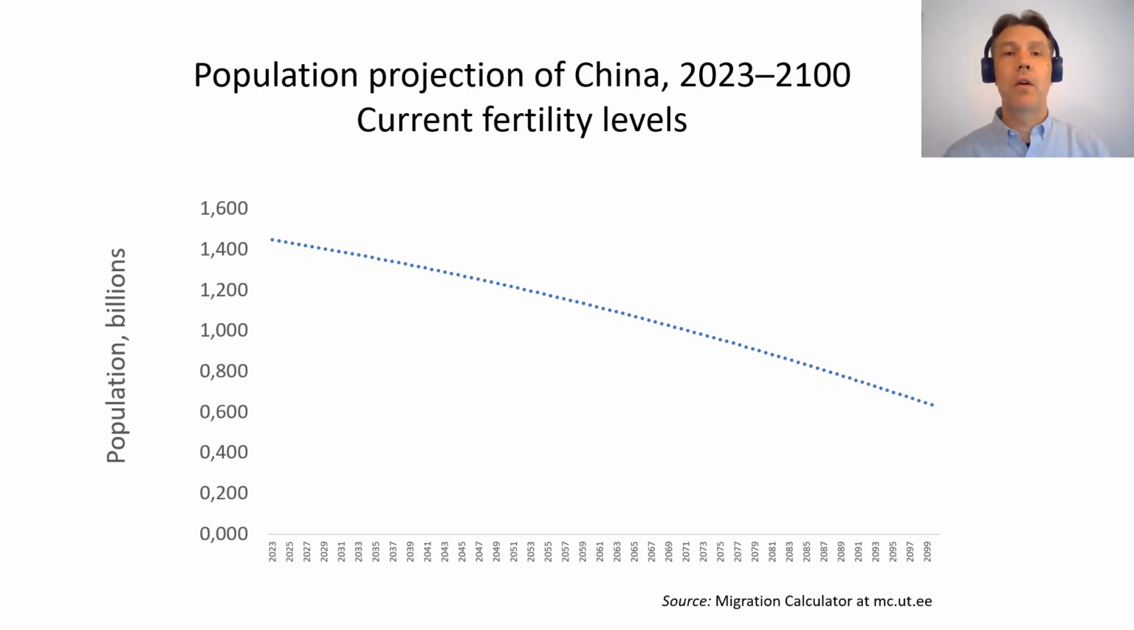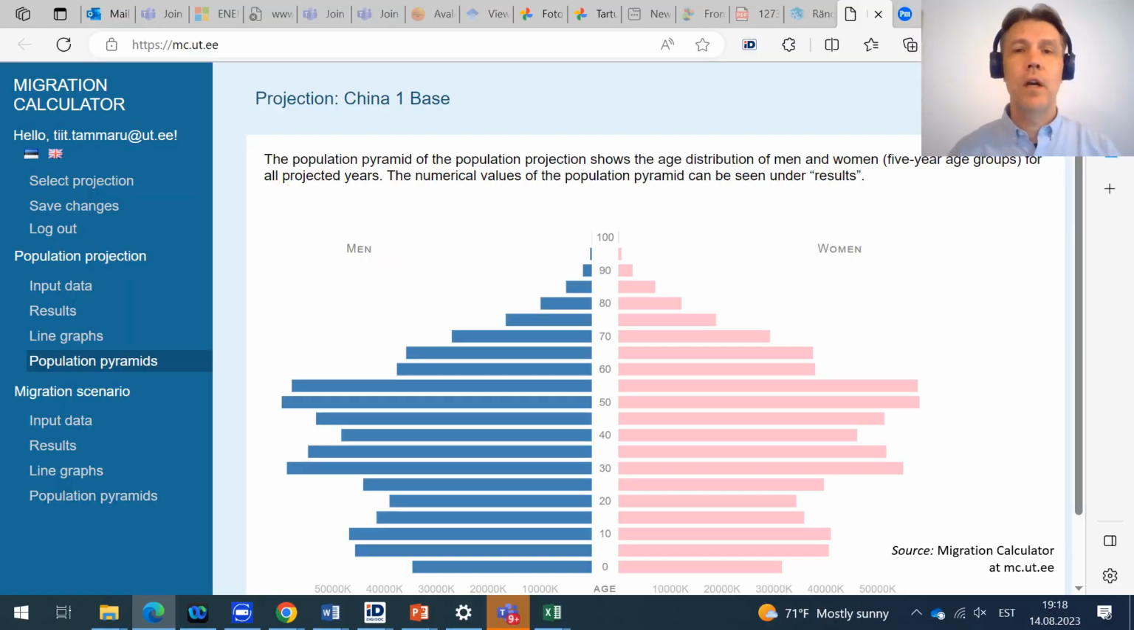and because of the fact that the small generations born in the one-child policy period are in the family ages right now. So if current fertility levels persist, the Chinese population will decrease dramatically, almost halving by the end of the century. But what's more, its age structure is changing dramatically too.